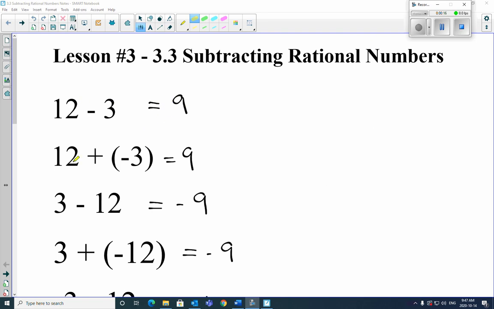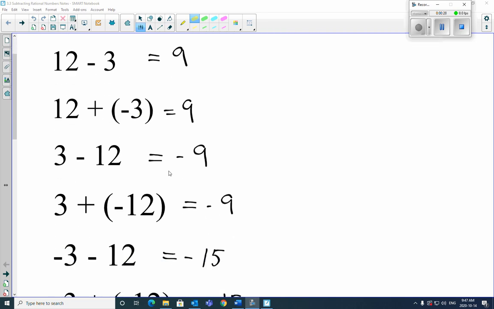Now, what if we get 12 plus negative 3? Oh, that's also 9. So we can talk about adding the opposite. Instead of subtraction, we're going to add the opposite of 3, and the opposite of 3 is negative 3. Let's see if this pattern goes on. So 3 minus 12, negative 9. 3 plus negative 12, adding the opposite, negative 9. Oh, it does work. So we can change subtraction into addition questions.